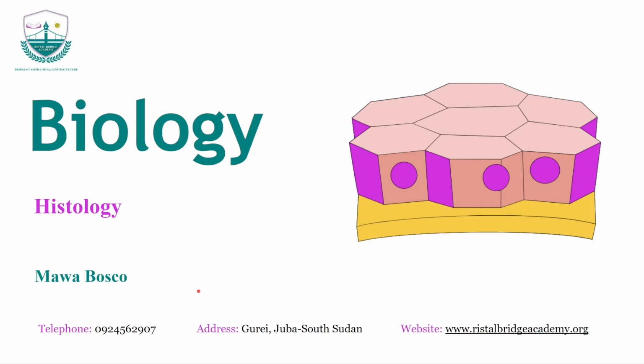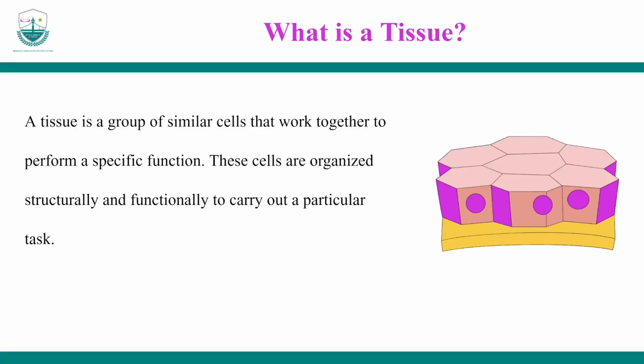That means our discussion of histology is linked with, for example, the use of the microscope. We use microscopes to be able to visualize different tissues and also to be able to identify if the tissues that we are looking at are normal or abnormal. So a tissue is a group of similar cells that work together to perform a specific function. Okay, so that's the definition of what a tissue is.